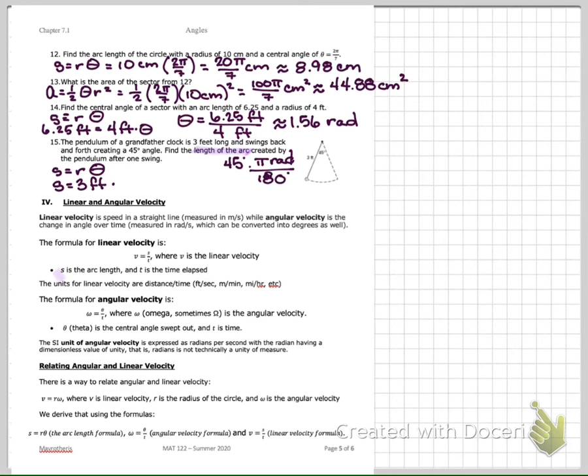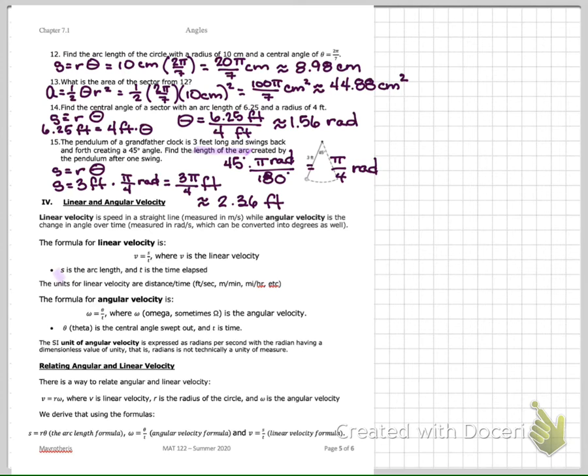We did this one before. We end up with pi over 4 radians. So we get 3 feet times pi over 4 radians. The radians, again, don't really matter. So we get 3 pi over 4 feet, which gives us roughly 2.36 feet. That's the length of the arc.